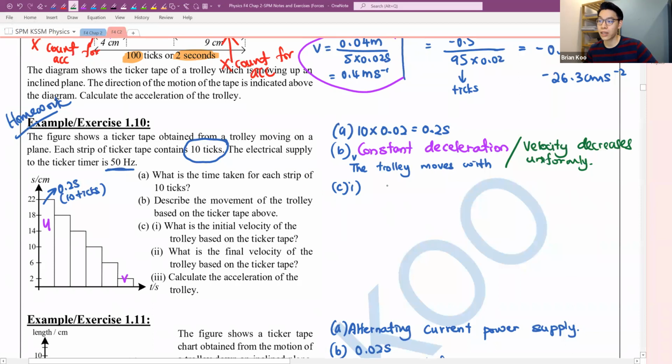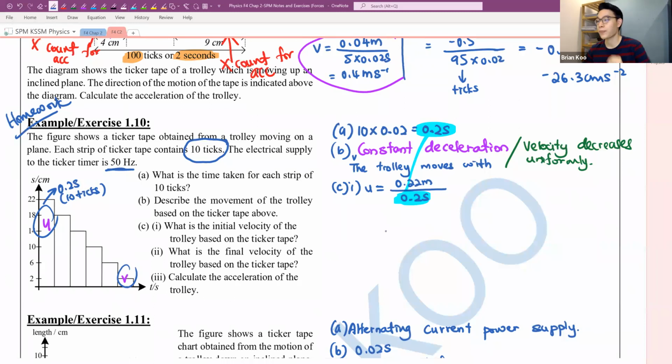C1, what is the initial velocity? Let's calculate. That is 22 cm or 0.22 meters. U and V, divided by time. Remember, don't need to calculate the time yourself again. You can just use this 0.2 seconds because each strip is 0.2 seconds.